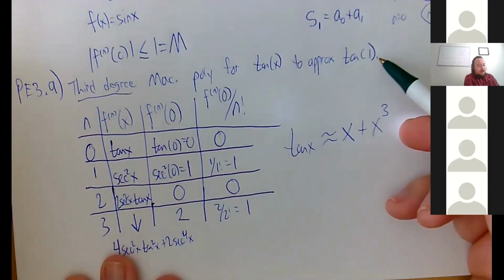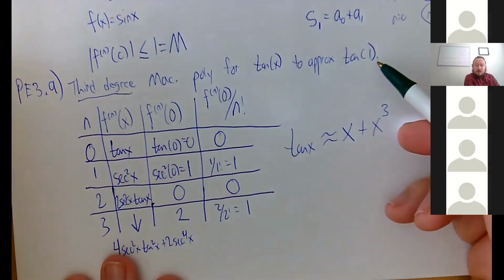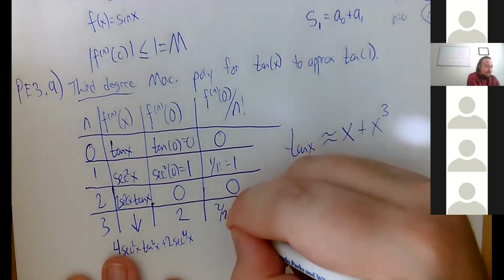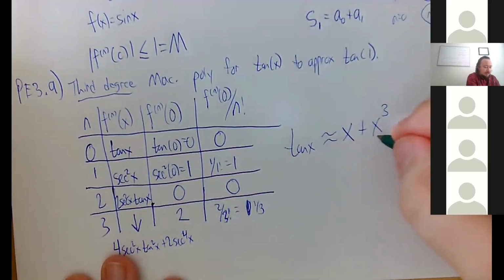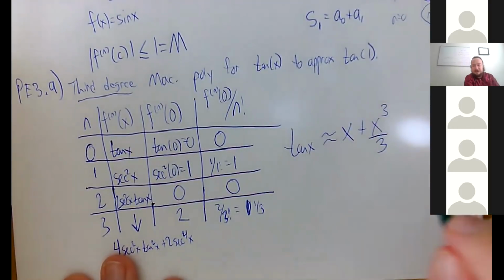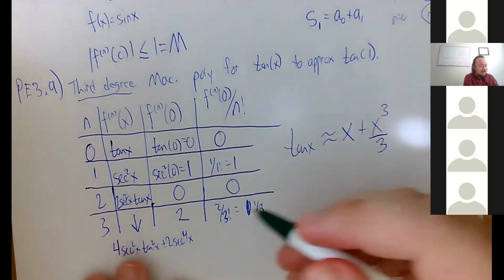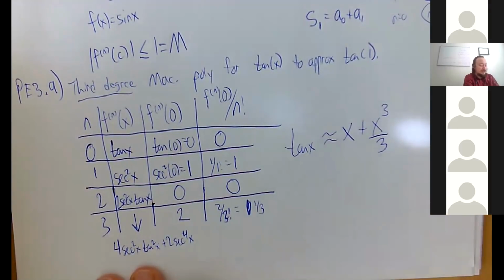All right, and then now we want to approximate tangent of 3 factorial. No, you're right, I thought something looked a little funny. Sorry, this should be 1/3 instead. There we go. Thank you for the correction there. Yeah, this should have been 3 factorial, not 2 factorial. All right, so we get 1/3 for that.